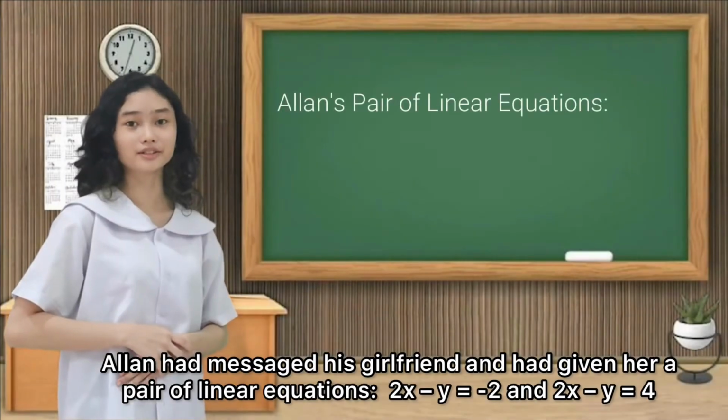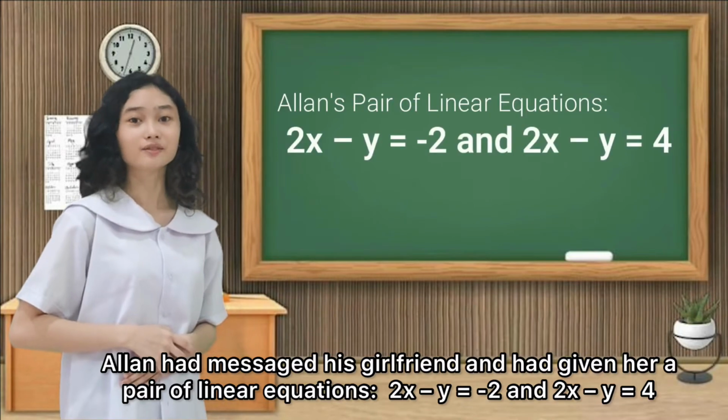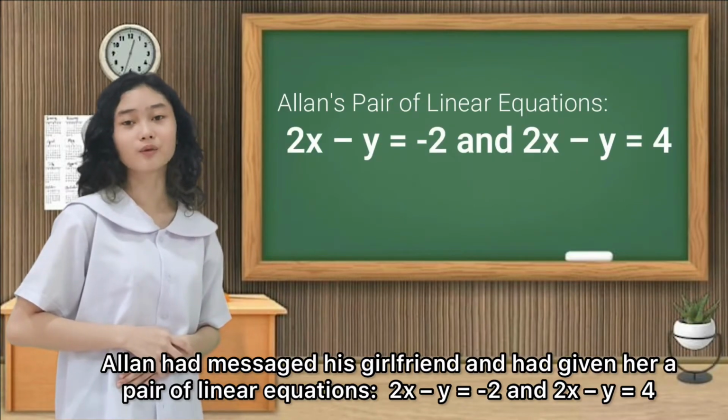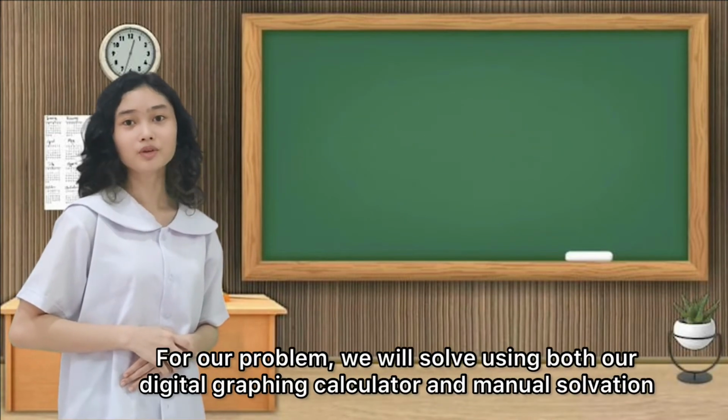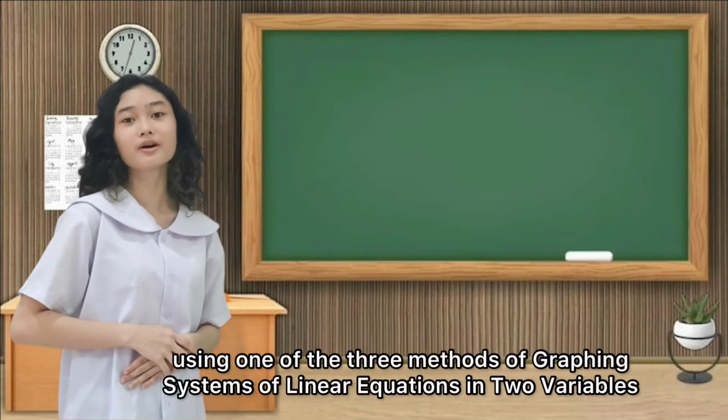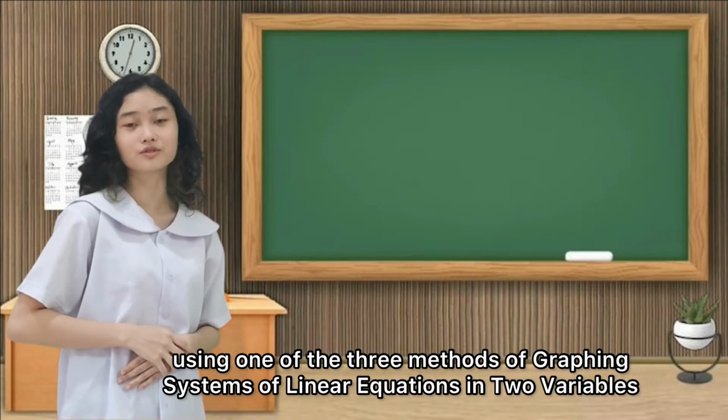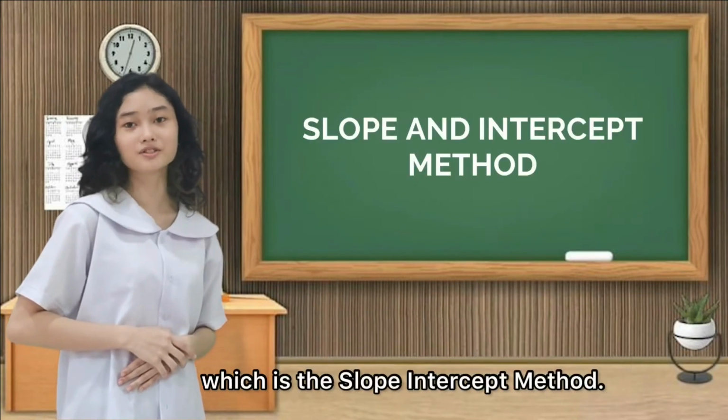Given a pair of linear equations: 2x minus y equals negative 2 and 2x minus y equals 4. For our problem, we will solve using both our digital graphing calculator and manual observation, using one of the three methods of graphing systems of linear equations in two variables, which is the slope-intercept method.